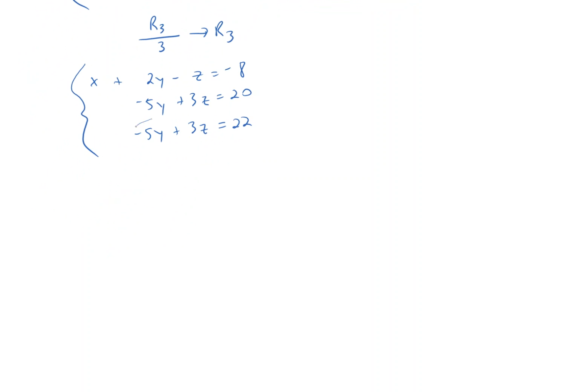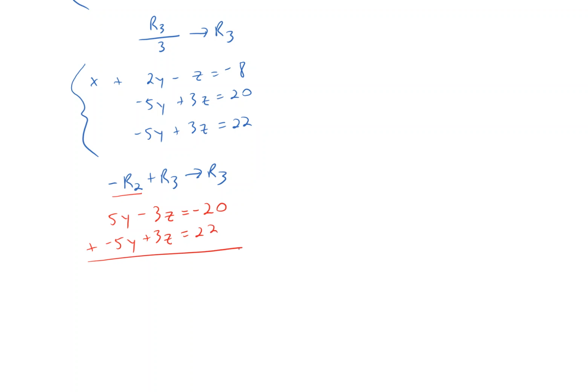So I need to eliminate this negative 5y using my second row, which is also negative 5y. So I'll multiply my second row by a negative 1, and I'll add that to row 3 to get my new row 3. So negative row 2, that's going to be positive 5y minus 3z equals negative 20. Plus row 3 is negative 5y plus 3z equals 22. My y's cancel, but my z's cancel also, and we know that's 0. On the right side, however, I don't get 0, I get 2.